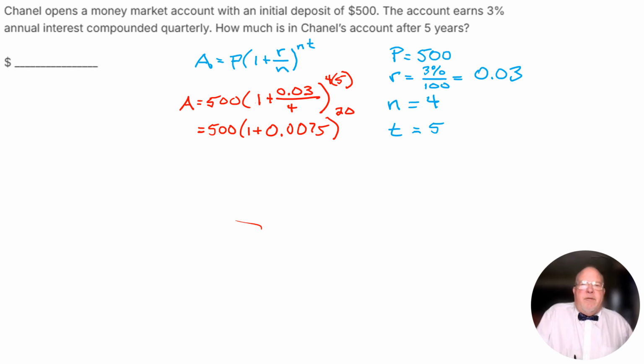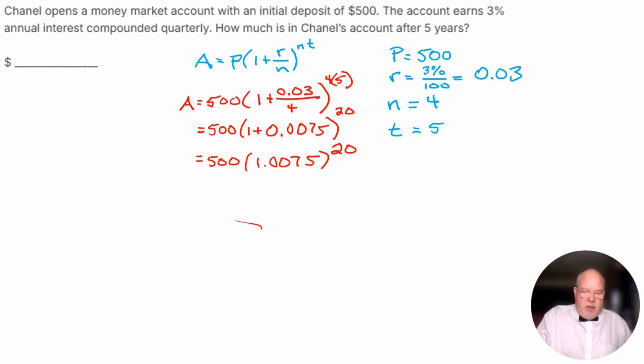So go ahead and finish out the parentheses. So just add the 1. And so then I have 500 times 1.0075 to the 20th power. Now here, a lot of my students make a mistake and they multiply the 500 times the 1.0075. But order of operations says you need to do exponents before multiplication.